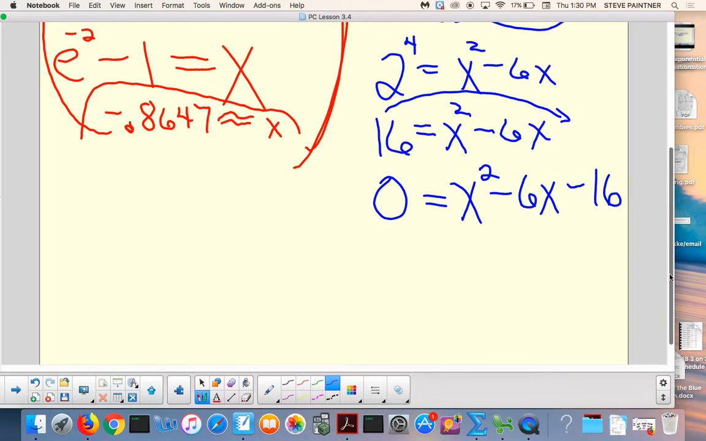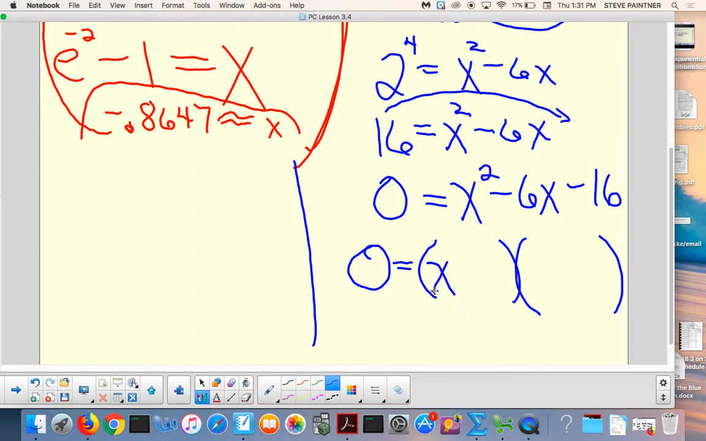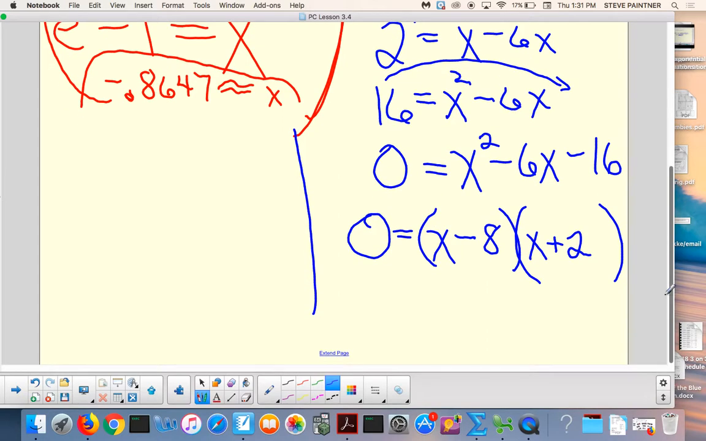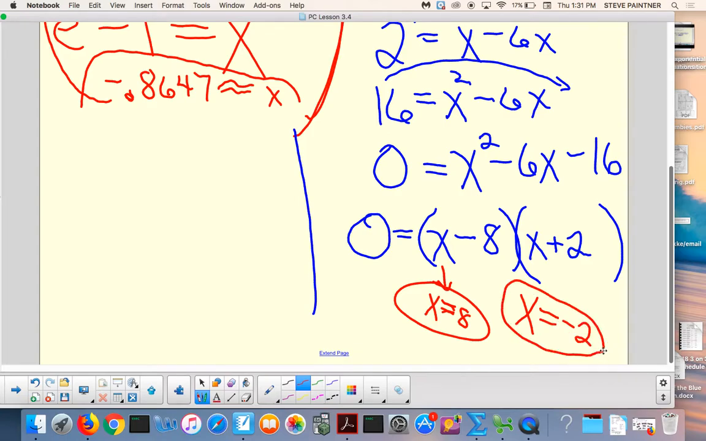2 to the 4th is 16. So I slid the 16 over, set it equal to 0, so that I can find the solutions. Is it factorable, or do I have to use the quadratic formula? It's factorable. So if it's factorable, they are x minus 8 and x plus 2. What are the solutions? x equals 8, x equals negative 2. Okay, good.